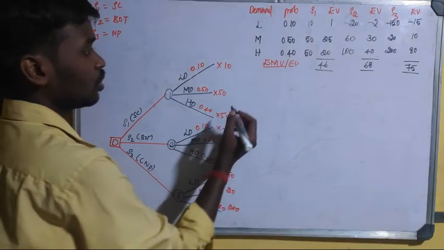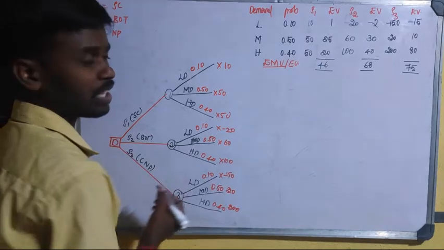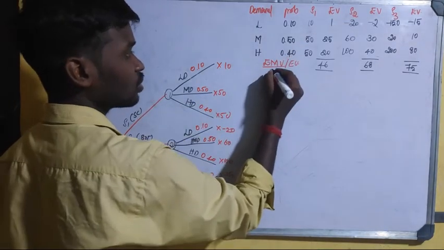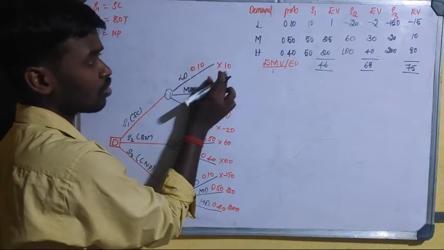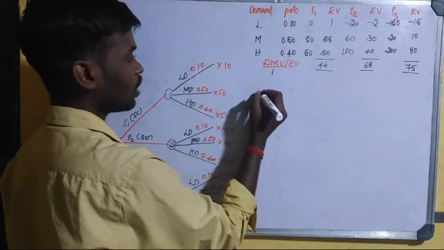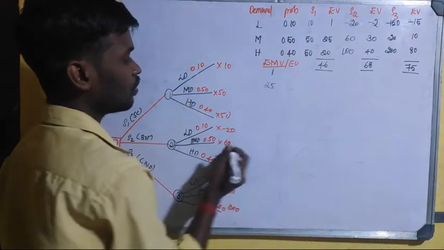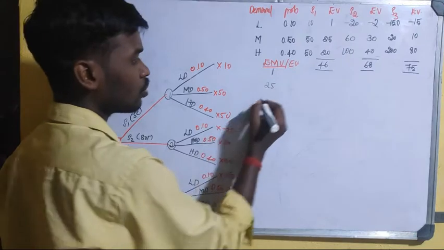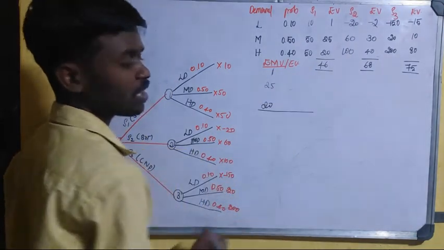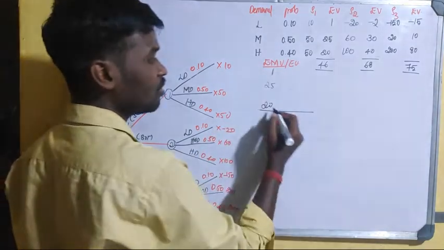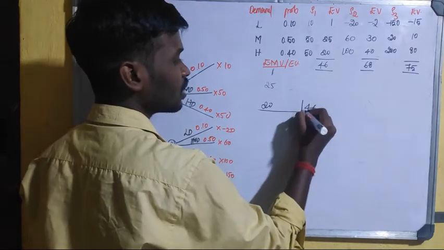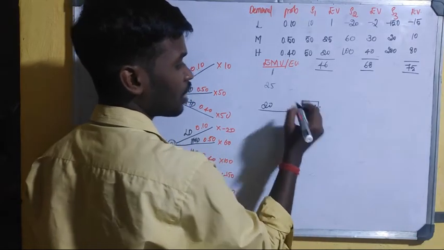So we will get the expected monetary values for the first alternative, which we have already calculated. 0.10 into 10 we get 1. 50 into 0.50 we will get 25. Next, 50 into 0.40 we will get 20. The total expected monetary value of this first alternative is 1 plus 25 is 26, plus 20, 46. So for the first alternative we got 46.